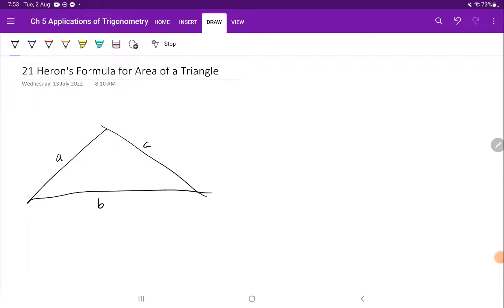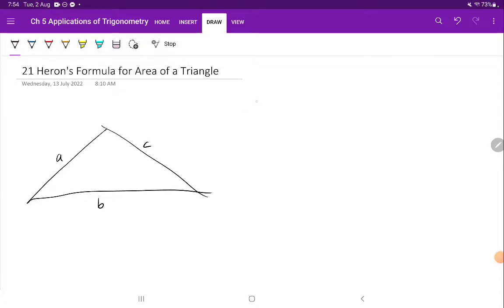Now, obviously, you could use things like the cosine rule to gain you an angle, but that seems like a lot of work just to do area. Isn't there a way to work out the area just based on the sides? Well, there is. It's called Heron's formula.